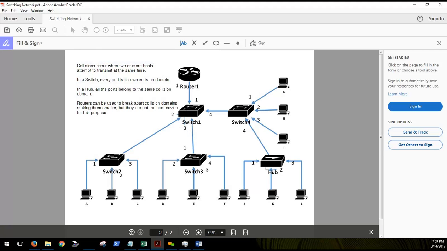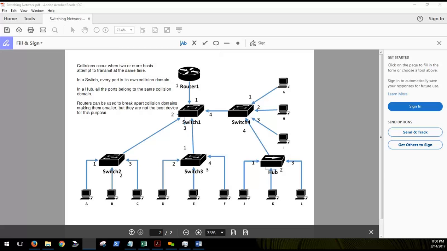How does that sound? Could you make the one that you wrote down for routers clearer? Let me think about it. How do I make that clear? Okay. Routers can be used to break apart collision domains.